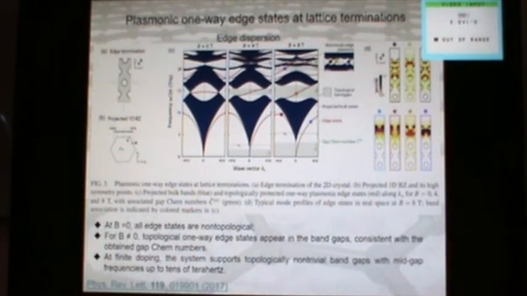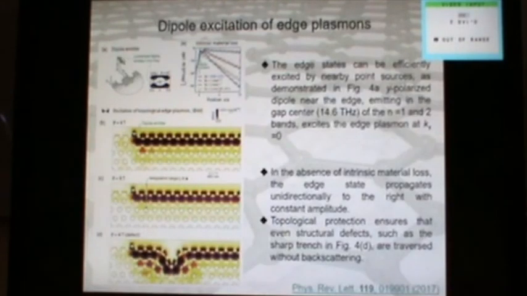Here, I'll show you more pictures. So how to detect the topological plasmon in this kind of structure? Imagine we have the dipole emitter here. This is the edge. This is the dipole emitter. The dipole has a frequency of 40.6 terahertz. That is in the gap center, between bands 1 and 2.